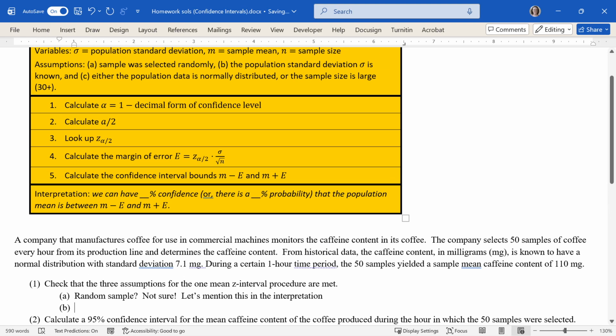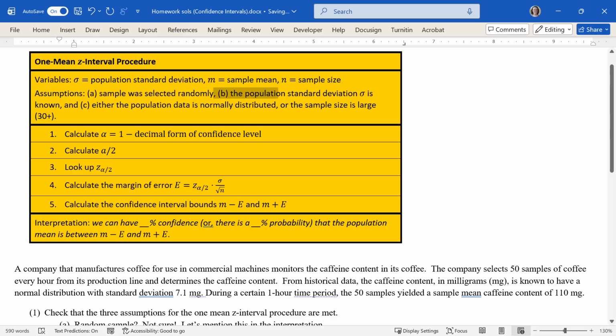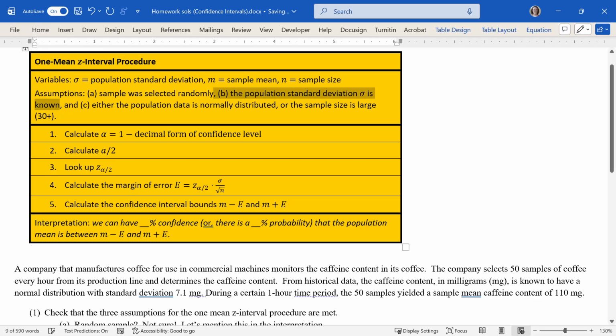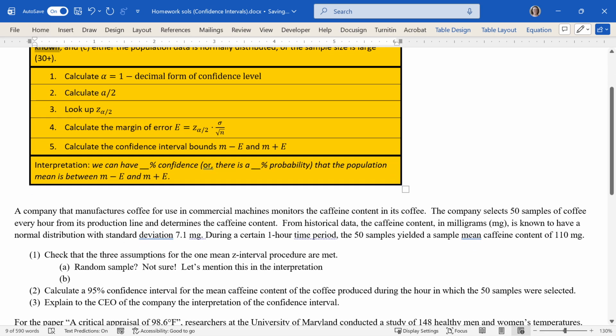Okay, so assumption B, the population standard deviation sigma is known. This is the most shady assumption for this procedure, and it's why the procedure is not actually used that much. Because why would you know the population standard deviation if you don't know the population mean? Finding the population standard deviation is just as hard as finding the population mean. So it's kind of a silly assumption. But we start with this procedure anyway as a place to learn from, and then we can move to more challenging procedures as time goes on.